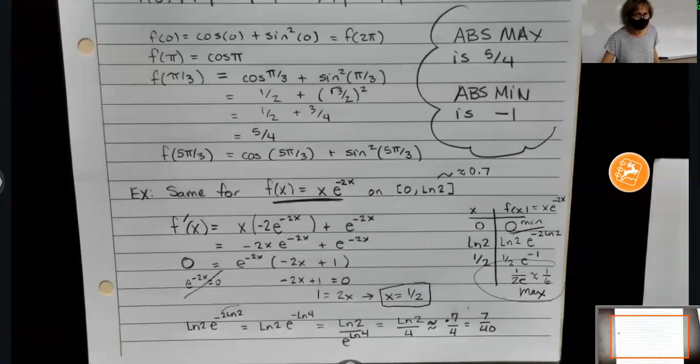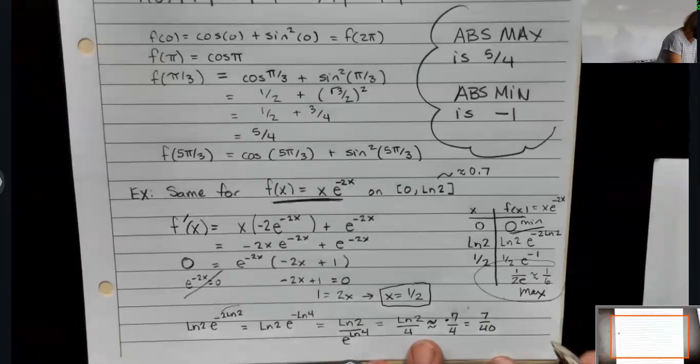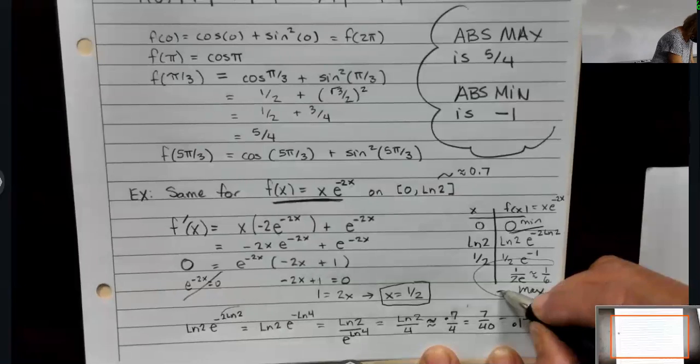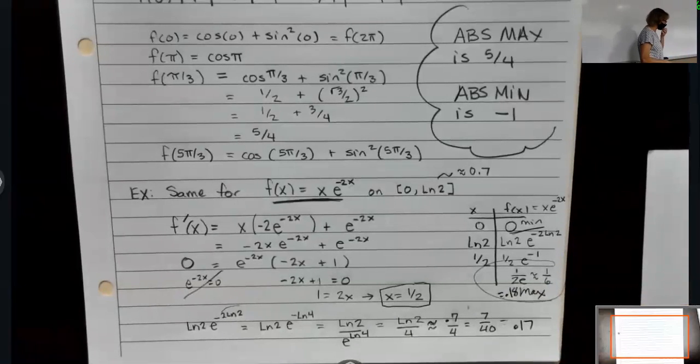The old Desmos going up here. All right, so I want, what did I say it was, the natural log of 2 over 4? It's 0.17. And then 1/2 of e to the negative 1 is 0.18. Nailed it. So it's ever so slightly larger. So our max is at x is 1/2. Okay?